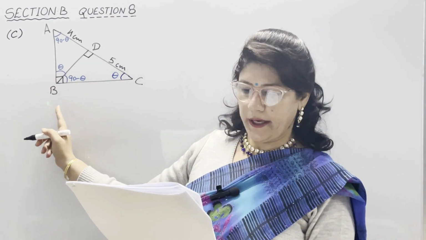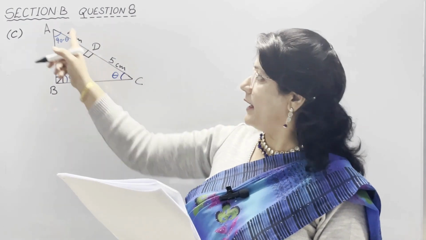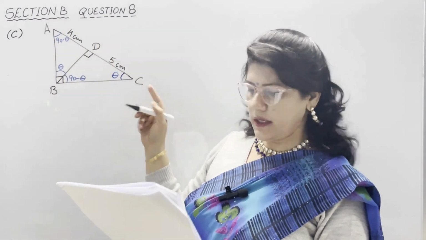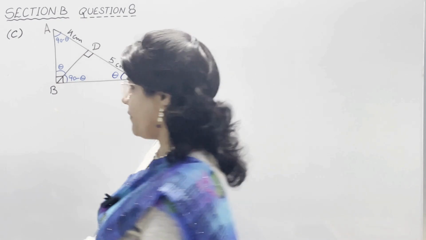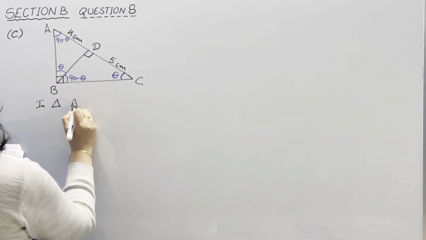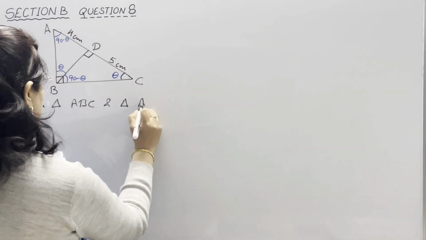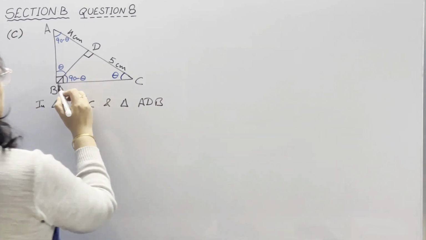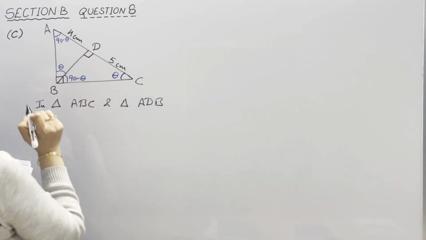In the given figure, ABC is a triangle right angled at B and BD is perpendicular to AC. If AD is equal to 4 cm, CD is equal to 5 cm, find BD and AB. So we need to solve it in two parts. So first of all, we are taking two triangles. In triangle ABC, it means the complete triangle, and triangle ADB. You can see ADB is also a right angle triangle, right angled at D.